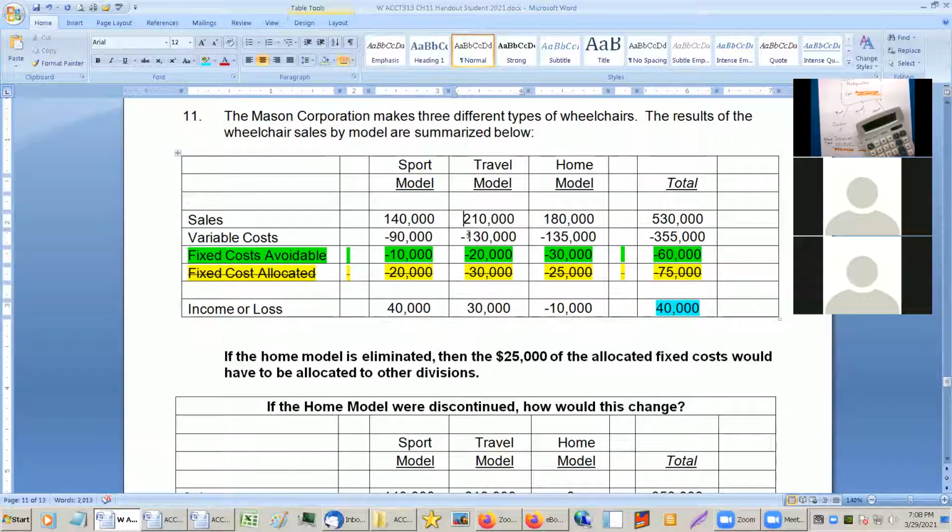The second one here would be 150, 60,000. And this one would be 15,000 plus, so plus 15,000. And obviously none of them should be eliminated. They're making a total of 115,000.